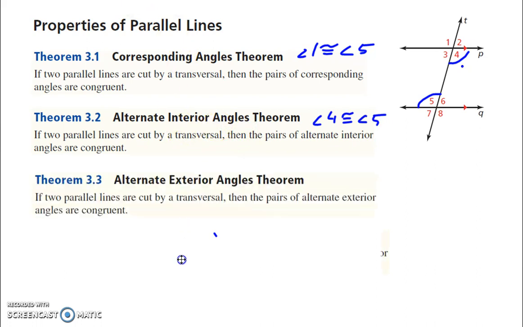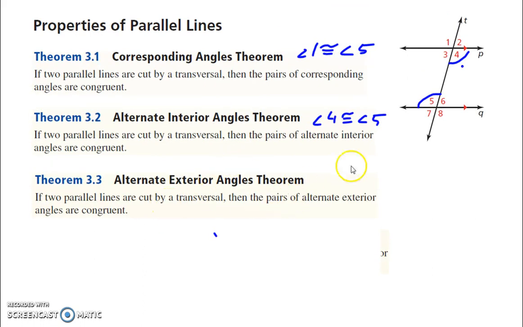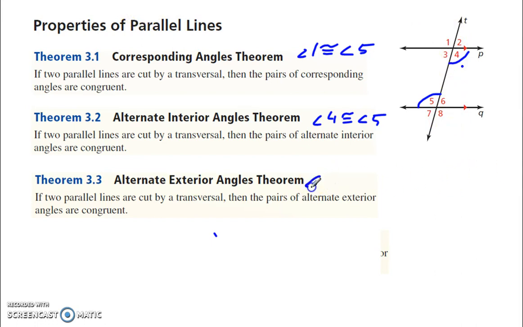Theorem 3.3, alternate exterior angles. Alternate exterior angles are congruent. So 8 and 1, for example. Angle 1 is congruent to angle 8 based on the alternate exterior angles theorem.